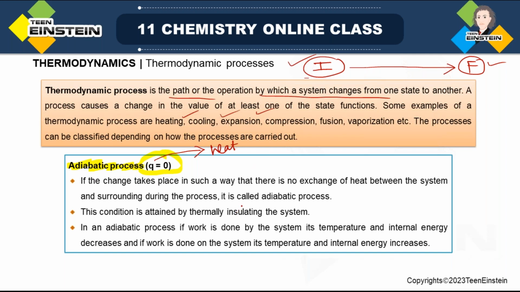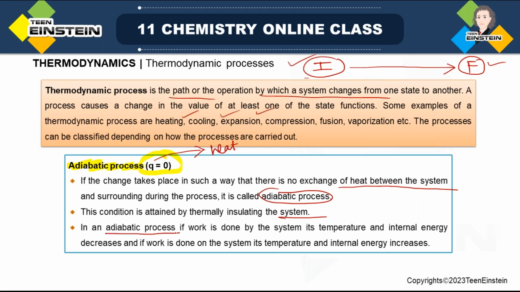Adiabatic process means you have to do the operation on the system in such a way that there is no exchange of heat between the system and surroundings. That is why it is written here Q is equal to 0. Only then can you call the process an adiabatic process. Fine. Now how can we do it? You can do it by thermally insulating the system. Then obviously heat will not be exchanged.